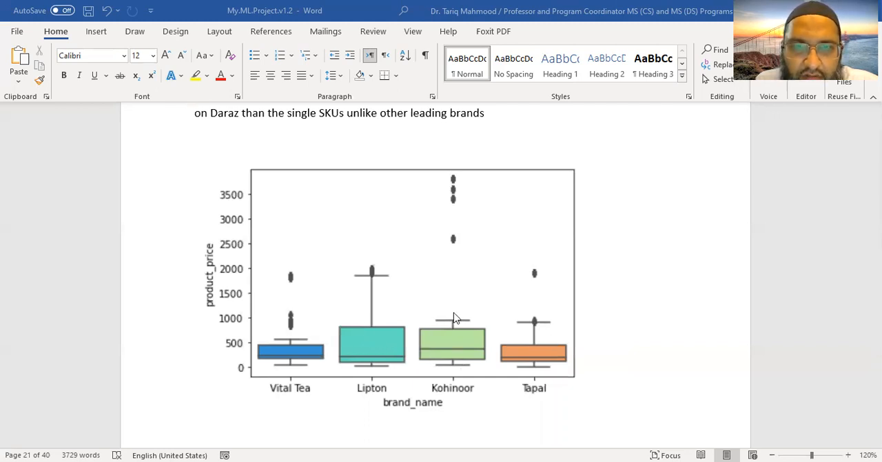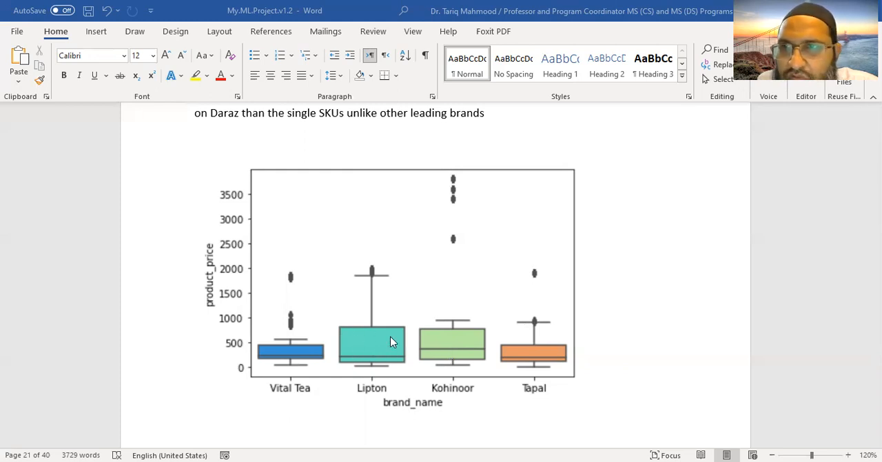You can see that the Kohinoor and Lipton boxes are pretty much the same size, but Kohinoor has several outliers as compared to Lipton. And Vital Tea and Tapal, they have similar boxes, but not as spread out as compared to Lipton and Kohinoor. So they can be at number 2, but Vital has more outliers as compared to Tapal. So Tapal is more stable as compared to Vital, and Lipton is more stable as compared to Kohinoor.